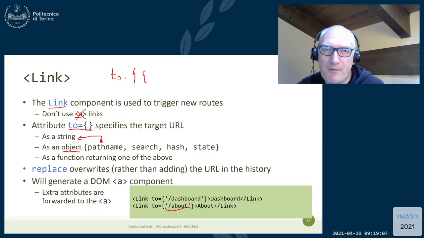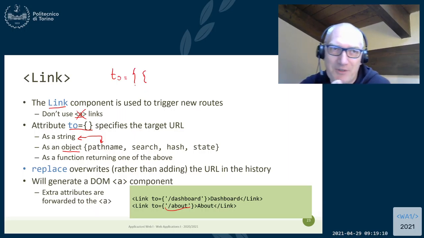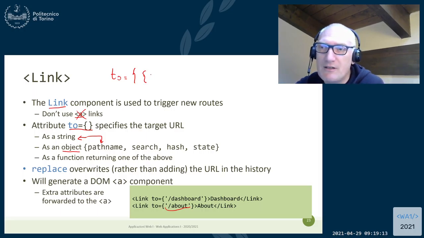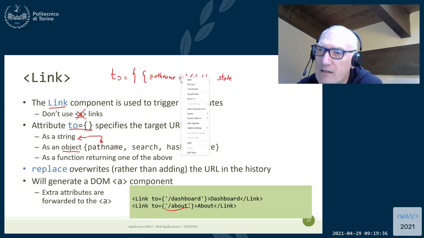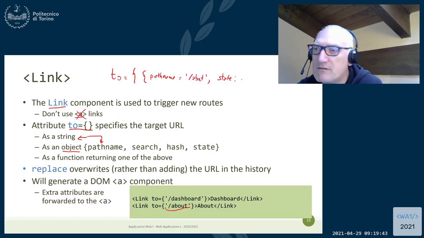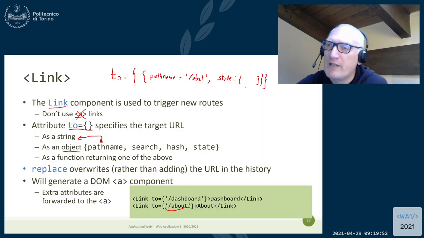So we have double braces, remember. The first one is for entering JavaScript, and the second one is for creating the object. So we may have pathname equal to slash about, and then other properties. Okay, like for example, state, that we'll see in a moment. Sorry, this is a colon. Okay, it's not an equal because we are creating an object. State colon, and it will be some object with some properties. And so we close one, two, and three braces. Okay.